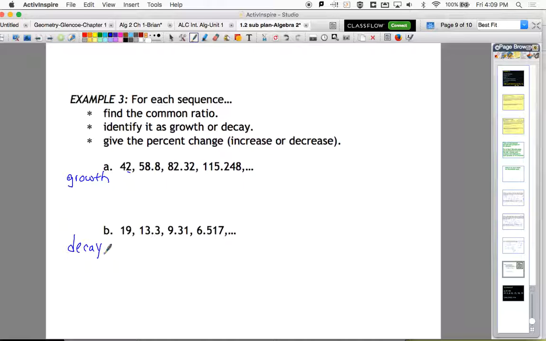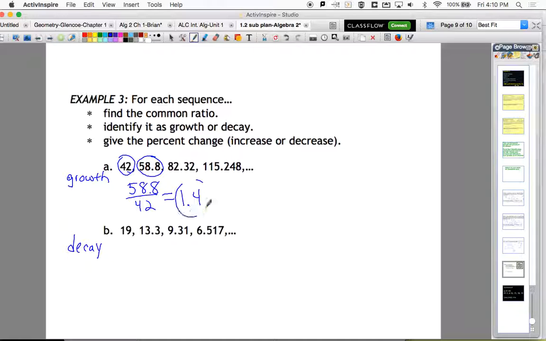Well, the common ratio is always going to be found when it is a geometric sequence. So first identify whether it is a geometric sequence. Essentially, we're telling you on this one that it is a geometric sequence. Take the second one divided by the first one. So the second term divided by the first term. So 58.8 divided by 42 is going to give you that common ratio of 1.4.